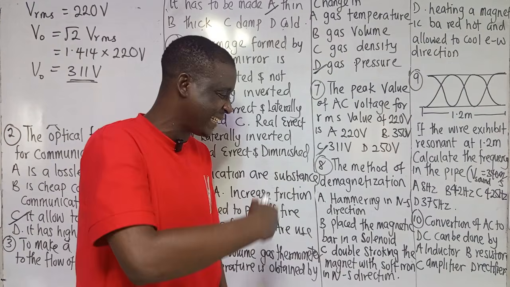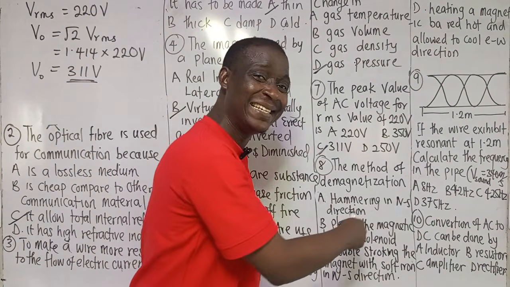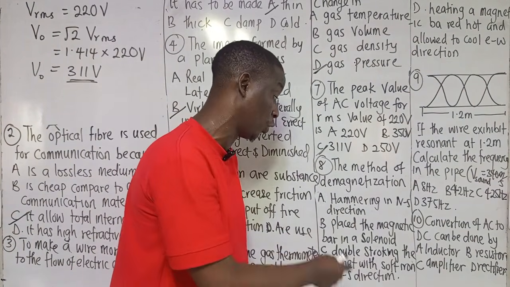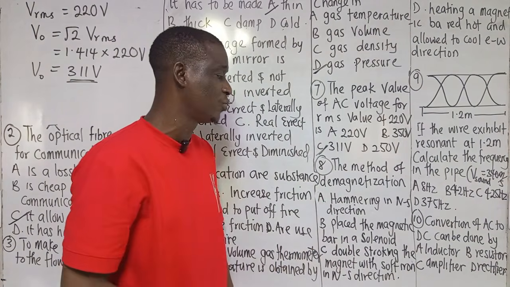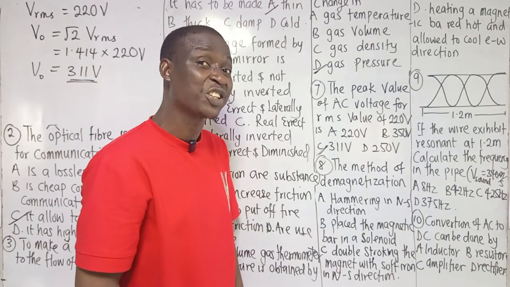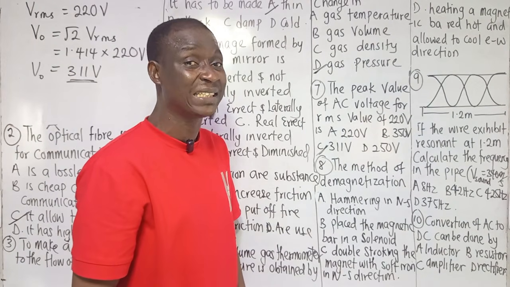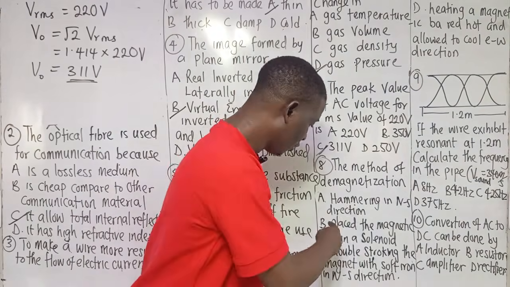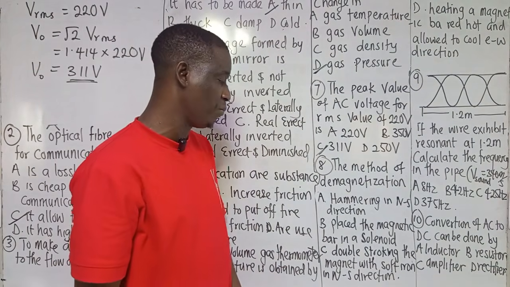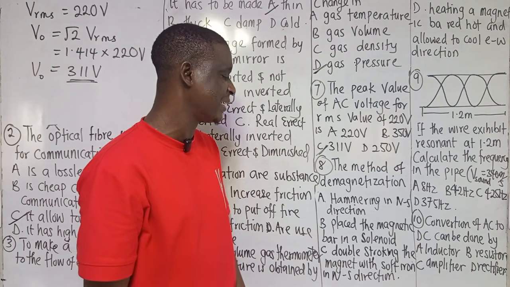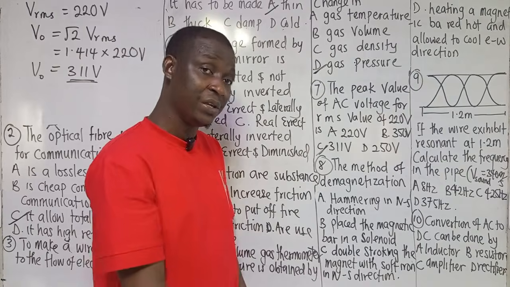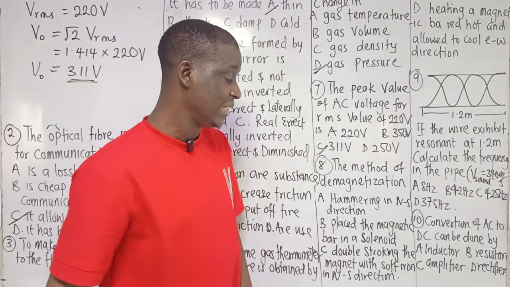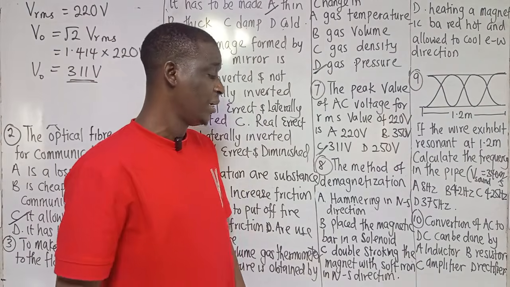This option here is magnetization. If you hammer in the east-west direction, you can demagnetize. But hammering in the north-south direction, which is the direction of the earth's magnetic field, cannot demagnetize the magnet. B says place the magnetic bar in a solenoid. That can be AC or DC, but let's assume it's DC now, so that cannot be the answer.